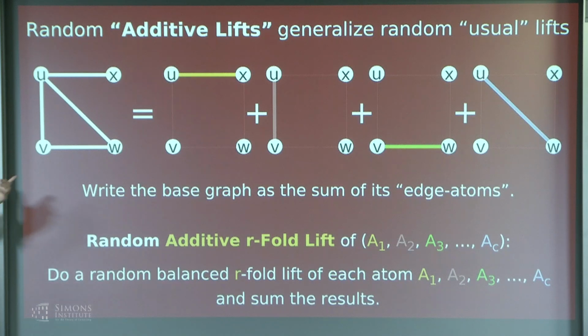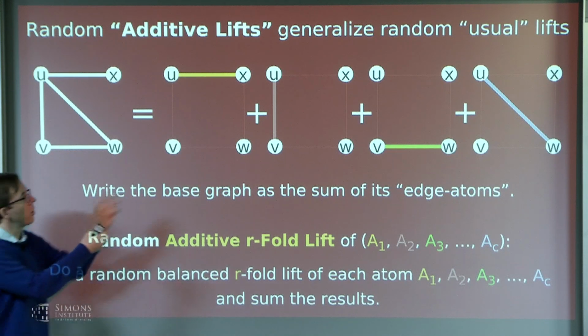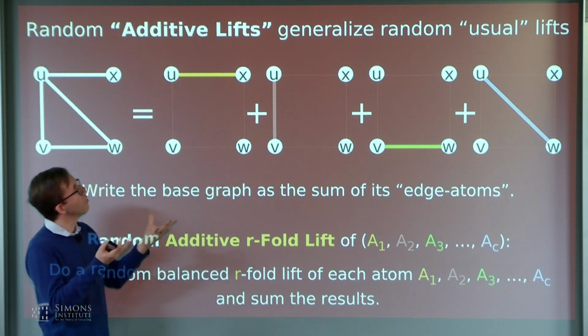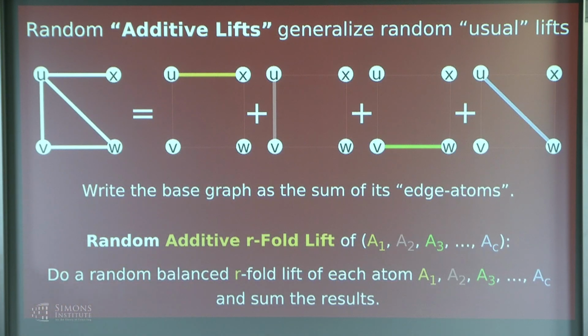So what I'm saying is, if you start with any graph here, explode it out to its edge atoms, and do this random additive lift to it, the resulting graph is just a random usual lift of the original base graph.